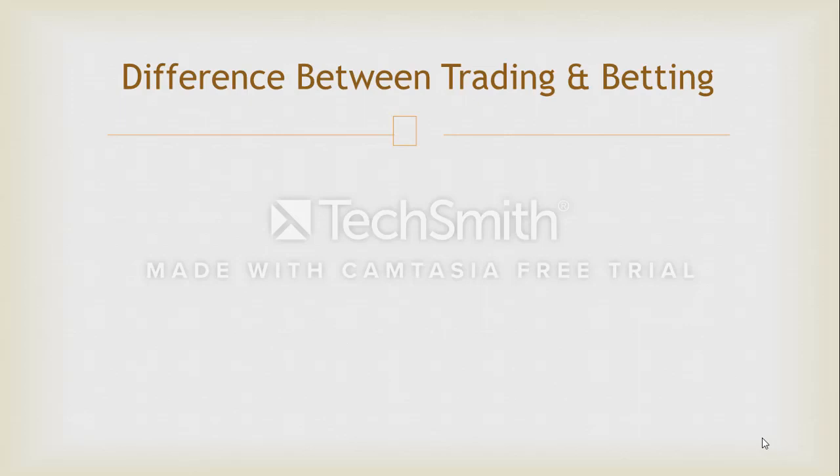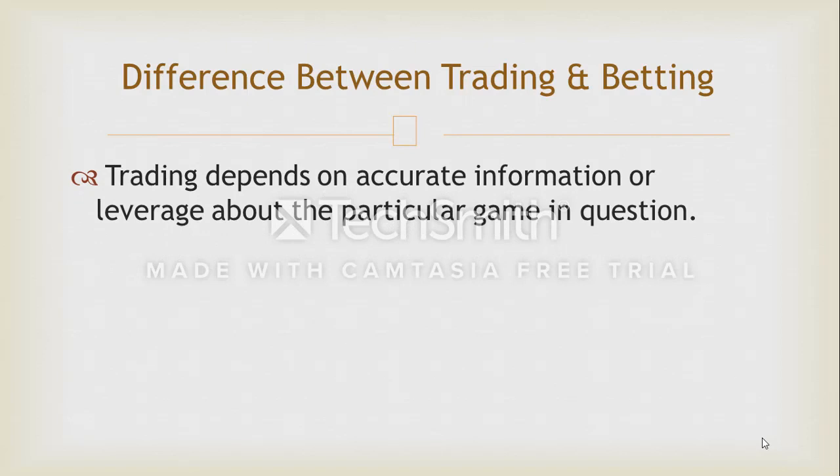trading. Now, number one is trading. Let's look at what trading is. Trading, in this case, depends on accurate information or leverage about the particular game in question. Now, in this case, I'm talking about sport trading. Once you're a sport trader, you need accurate information. Information that is worth gold, information that is worth money. You actually pay, even if it is necessary for you to pay for that information. You pay so that you can make money. Now you are taking it as a business. You're not doing the same thing a regular gambler is doing.